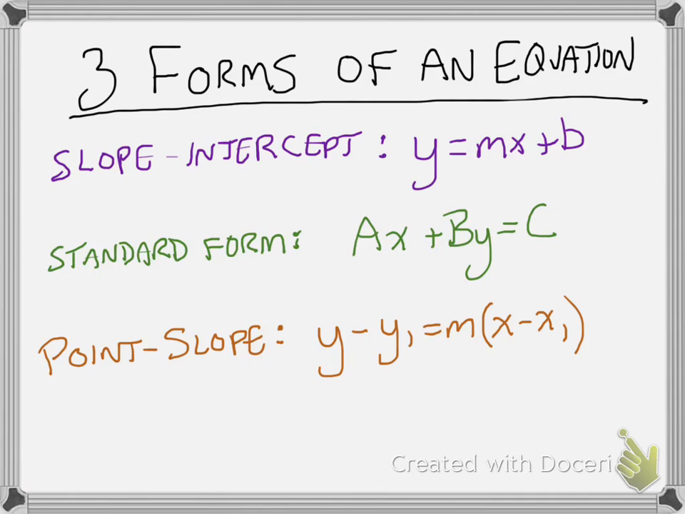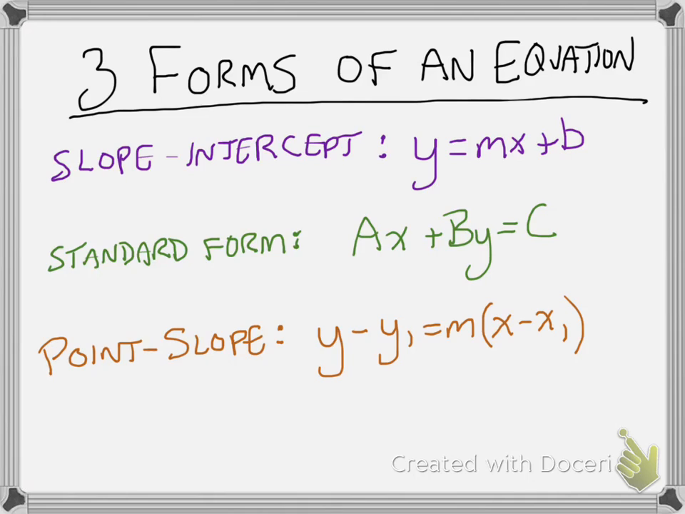Now, these three forms, for different reasons, we will need to use the different forms. We like point-slope form because it's very quick for us to write an equation for a line that has a certain slope and that goes through a certain point. That's why it's called point-slope. We like slope-intercept and standard form. They're easy for us to graph like we've done in the past.